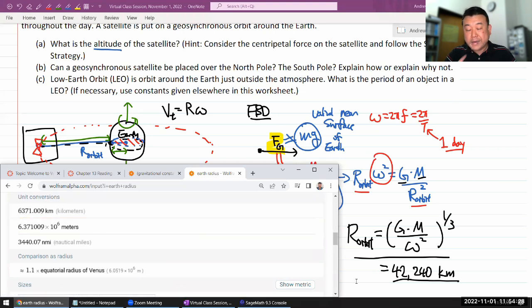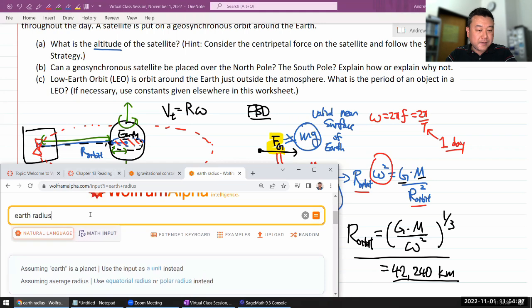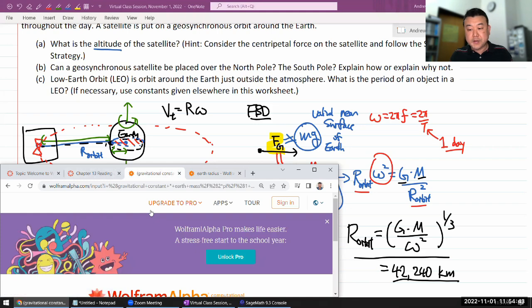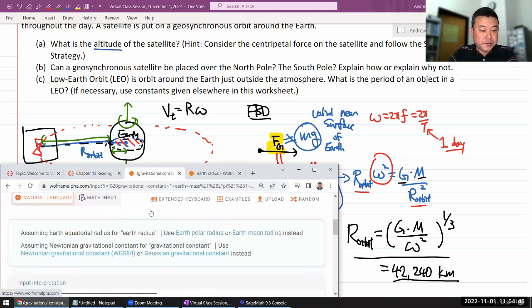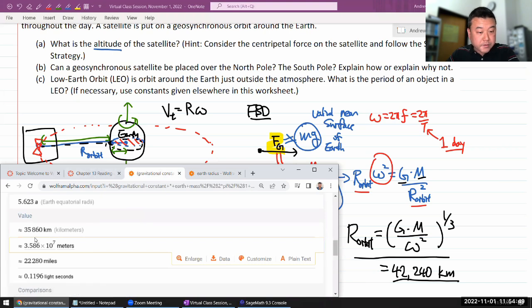6,371 kilometers. Now it's less, but it's significant enough that when they're asking for the altitude, we have to subtract this out. So let's take the answer we had before, and then subtract out Earth radius. That'll give us what it should be. So the answer that they're looking for, the altitude, will be 35,860 kilometers.